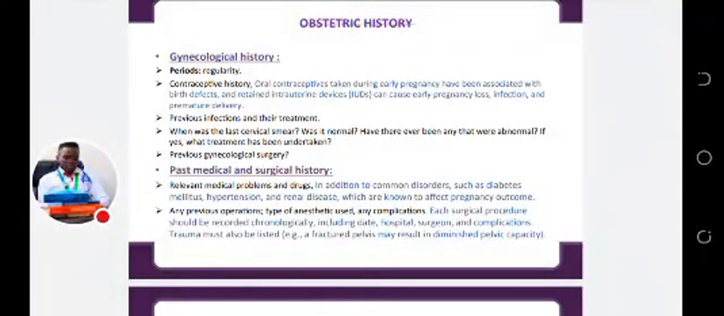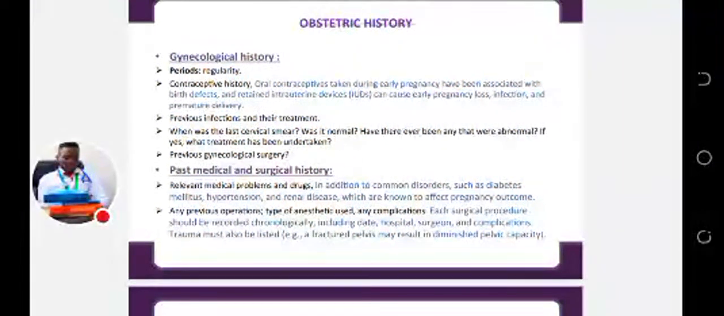Contraceptive history. Under contraceptive history, you need to ask your client if they have had family planning. Contraceptive pills, like the oral contraceptives taken during early pregnancy, have been associated with birth defects. Also they may retain the intrauterine device, the IUD. This can cause early pregnancy loss, infection, as well as premature delivery.